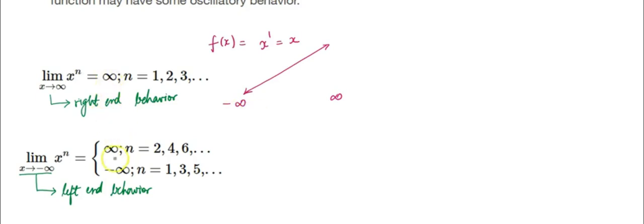And if you compare these two, as x approaches positive infinity, your function also approaches positive infinity when n is 1. And if you come to this one, as x approaches negative infinity, when n is 1, the function also approaches negative infinity. As x approaches negative infinity, your f of x approaches negative infinity. That's for a line, okay?